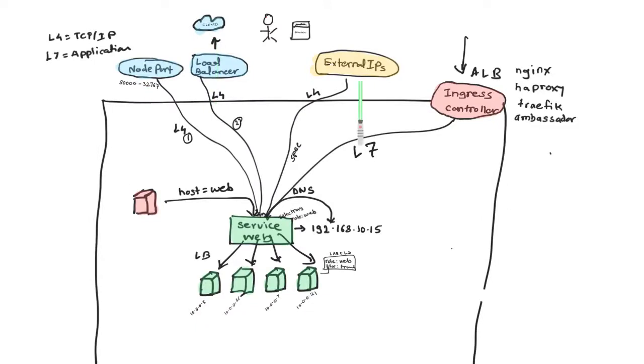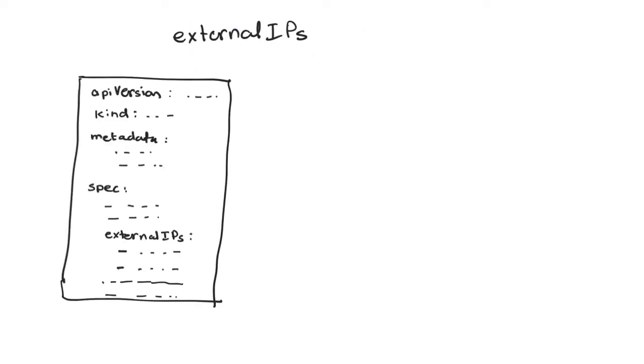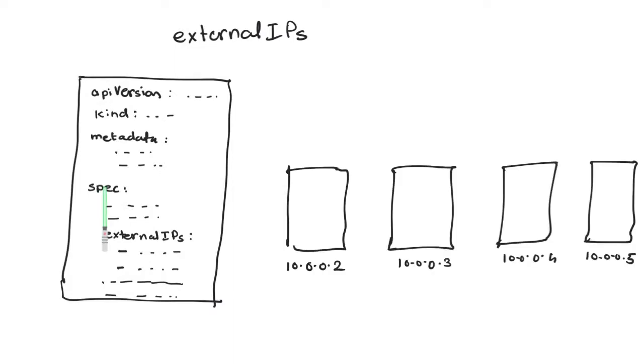External IPs is how you can expose your application as well, and that is not a type of a service, but it is a part of a service spec, the properties of a service. And the way external IPs work is you can decide which nodes you want to expose your application on, and that too on a service port.